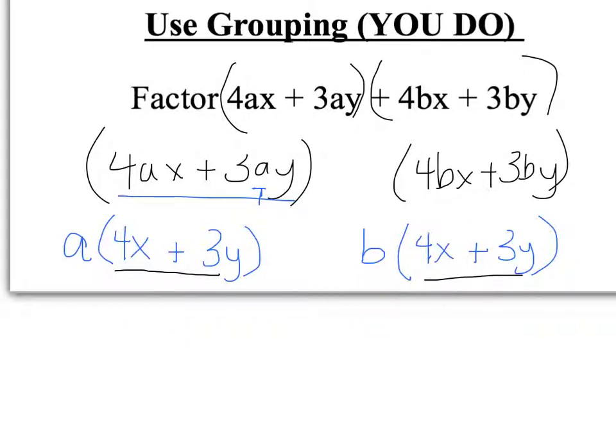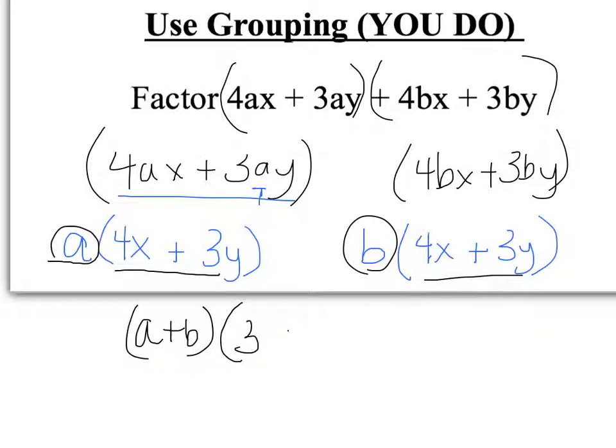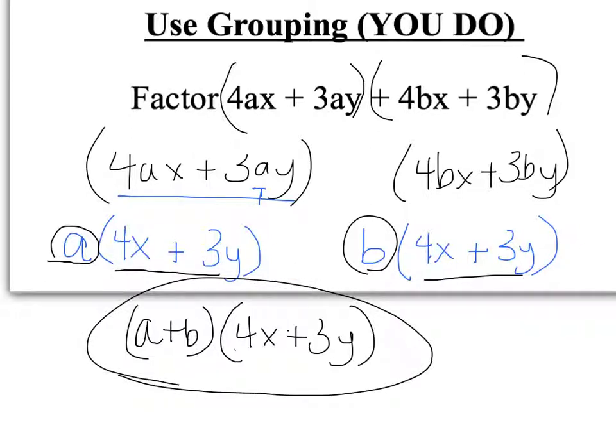So the first term is going to be a plus b, the outside, a and b. And the second term is the one that is repeated, 4x plus 3y. Okay, and that's it. So now you have it in factored form.